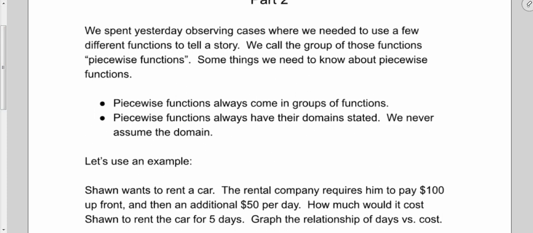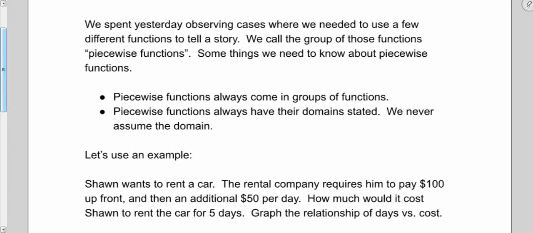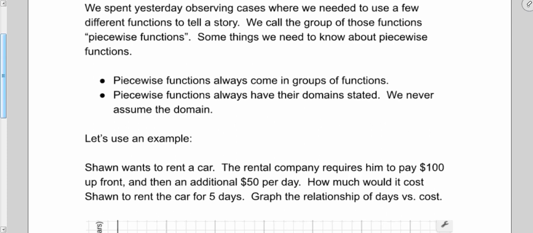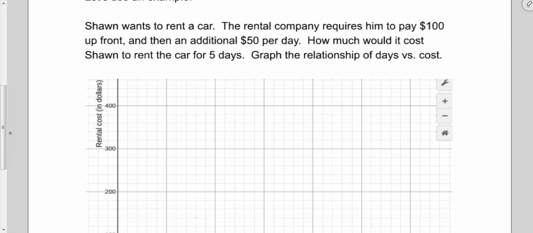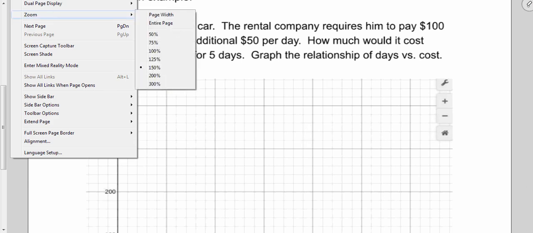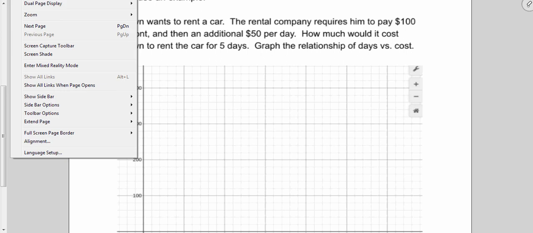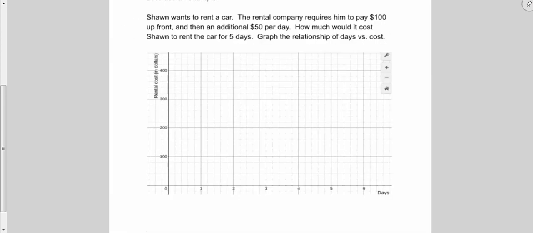So, long story short, I'm going to give you a few different equations, and I'm going to give you the areas in which those equations apply, just like we did in the activity today. Let's use an example. Sean wants to rent a car. The rental car company requires him to pay $100 up front and an additional $50 per day. How much would it cost for Sean to rent the car for 5 days? Graph the relationship of days versus cost. So I'm going to zoom out a little bit so that we can see the whole graph with the whole problem.